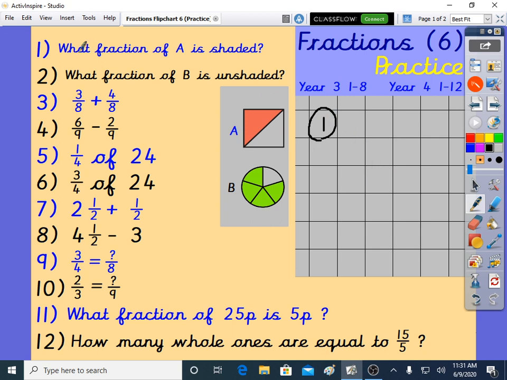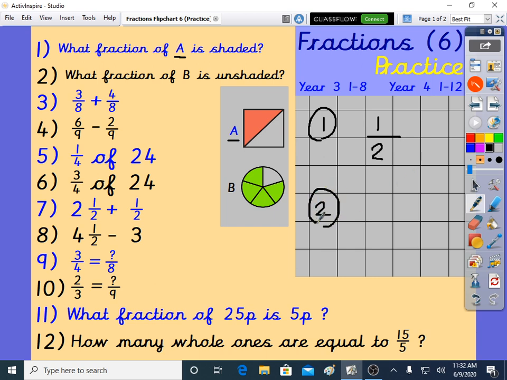So question 1. What fraction of A is shaded? Well, what's A? It's this shape here. What fraction of A is shaded? Well, one part is shaded out of 2 parts altogether. 1, 2. So the shaded part is on the top and there are 2 parts altogether. It's 1 out of 2, usually known as 1/2. So record that, pause the video if you need to catch up.